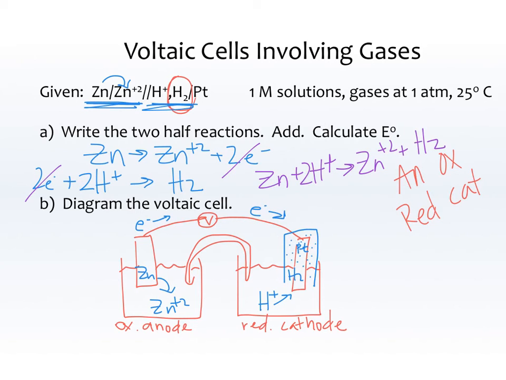Now I need the E0. So the zinc is the one that's oxidized. That's going to go opposite of the reduction potential chart. So on the reduction potential chart, that is a negative 0.76. But since it's oxidation, we're going to make it a positive 0.76. The hydrogen will be exactly like it is on the reduction potential chart, which is 0. So positive 0.76 plus 0 is positive 0.76. So that's the voltage that we made out of this battery.